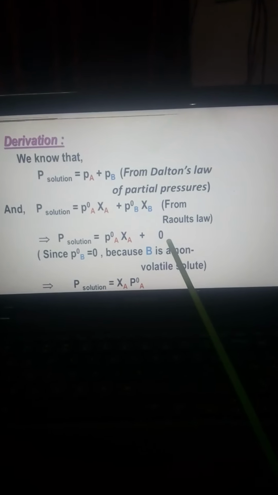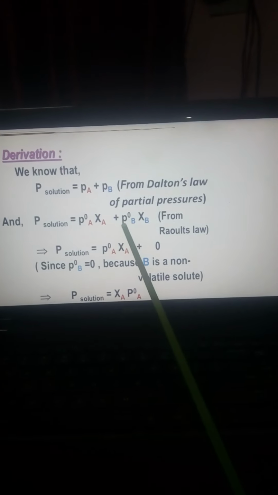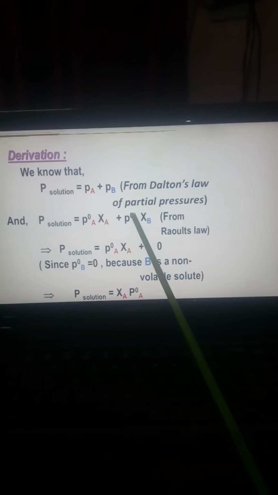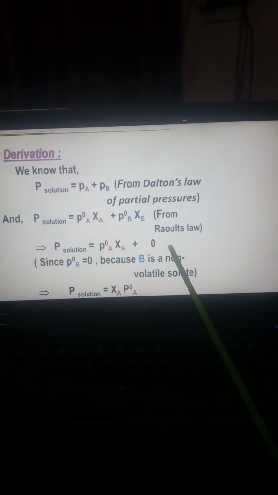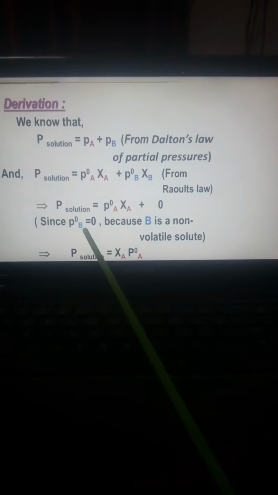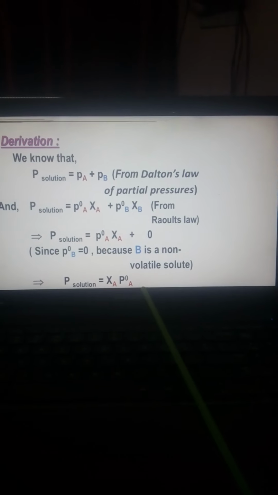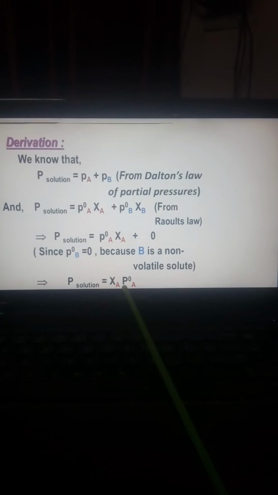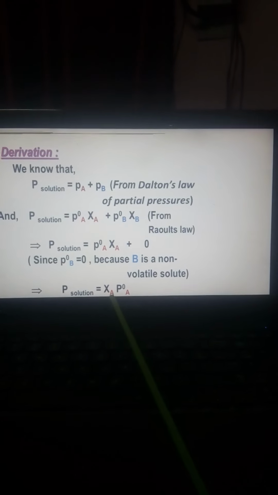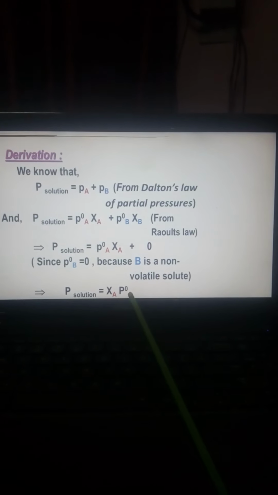It is non-volatile, so it will not come to the vapor phase. That means the vapor pressure of the component B in its pure state will be equal to 0. Because B is non-volatile, this part will be 0. That means the pressure of the solution will be equal to XA into PA naught. That means the pressure of the solution is equal to the mole fraction of the solvent into the pressure of the solvent in its pure state.